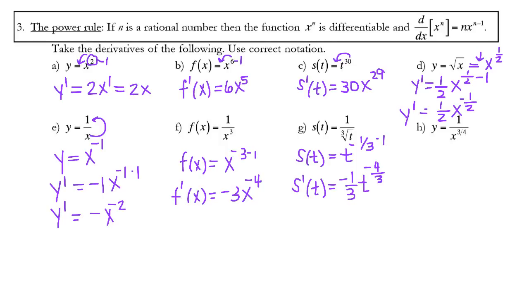All right, now for part H. Part H, again, we do need to rewrite this. So this is going to be x to the negative 3/4. So y prime is going to be negative 3/4 x to the, and again we're subtracting 1, so that's going to be negative 7/4. And we are welcome to leave it just like that.